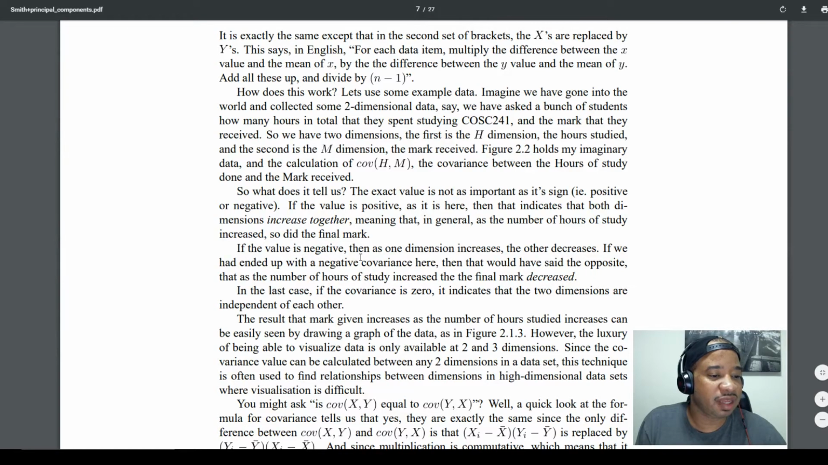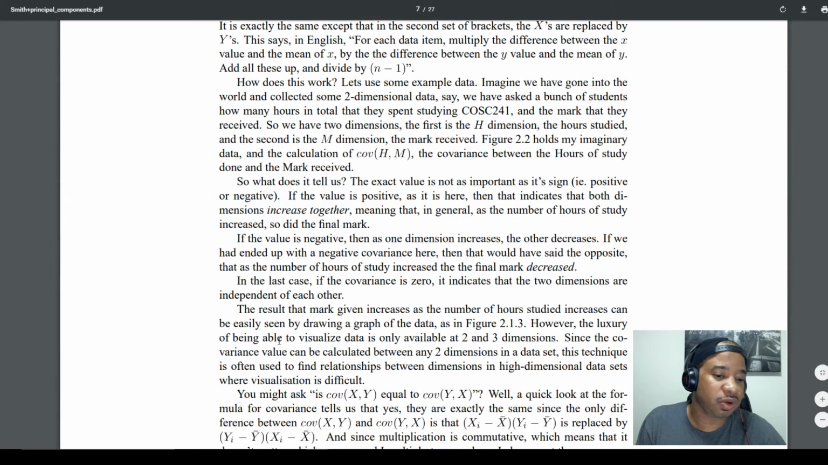If the value is negative, then as one dimension increases, the other decreases. If we had ended up with a negative covariance here, then that would have said the opposite. That is, as the number of hours of study increased, the final mark decreased. And in the last case, if the covariance is 0, it indicates that the two dimensions are independent of each other. The result that the mark increases as the number of hours of study increases can be easily seen by drawing a graph of the data, as shown in figure 2.13.